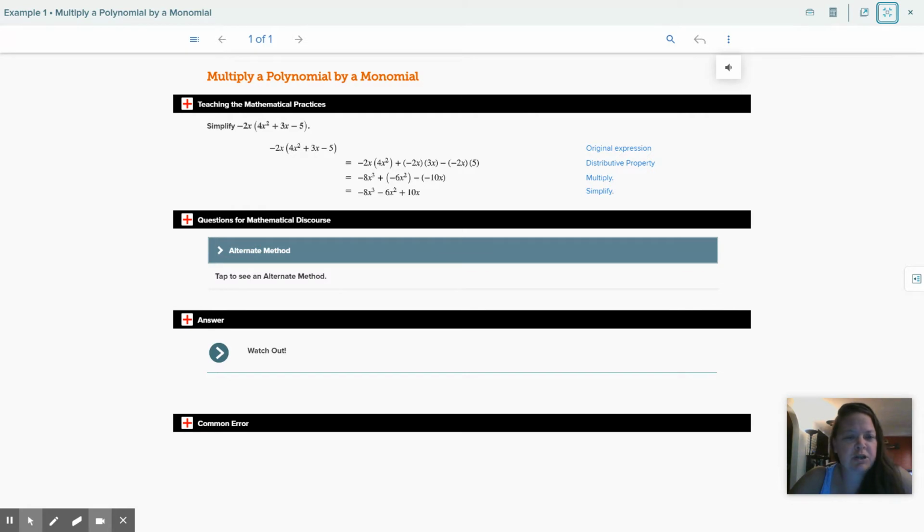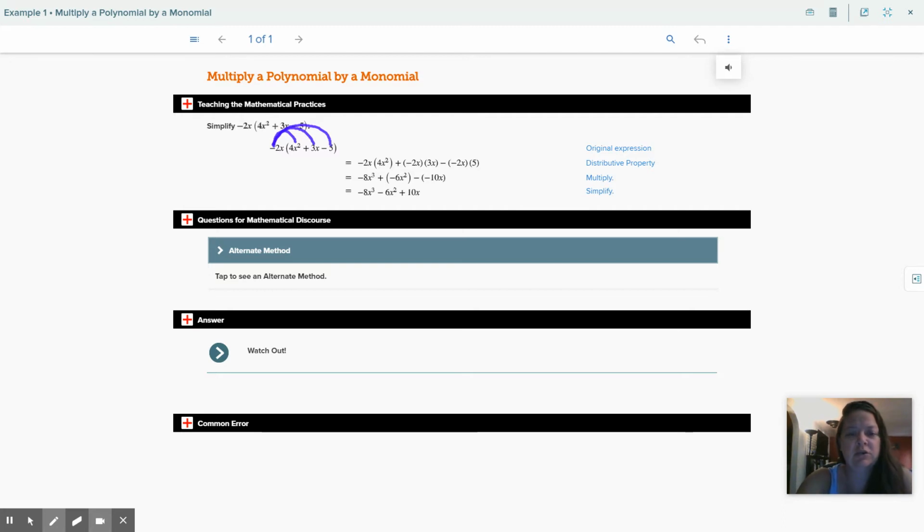So the original expression, negative 2x times the quantity 4x squared plus 3x minus 5, we're going to use the distributive property, and we're going to take that negative 2x and share it with everything inside of the parentheses. Okay, so we're going to take negative 2x and multiply it with 4x squared, multiply it with 3x, and multiply it with negative 5.